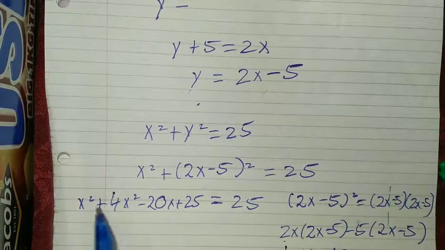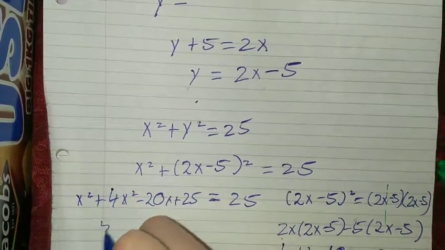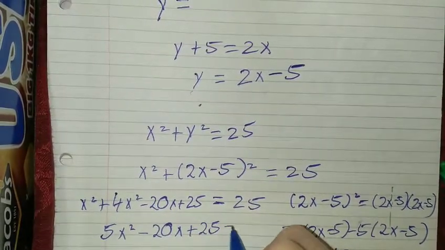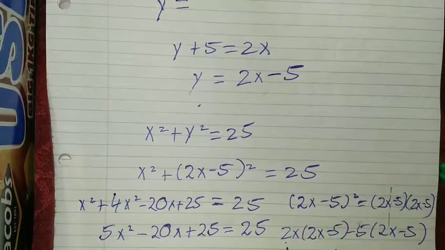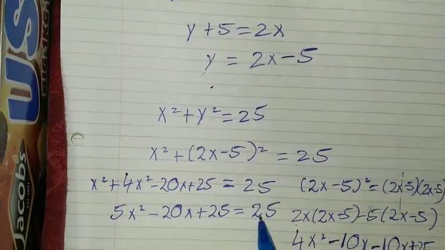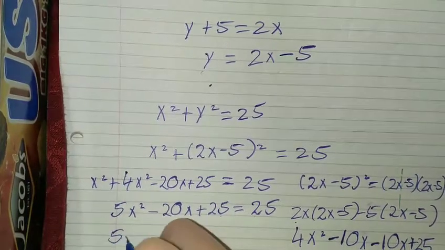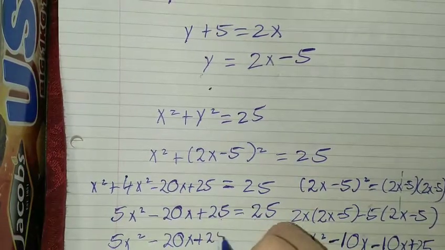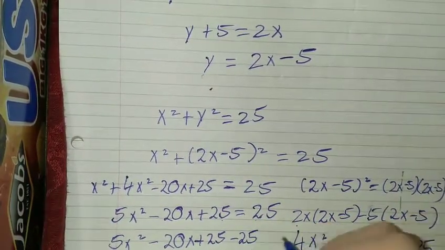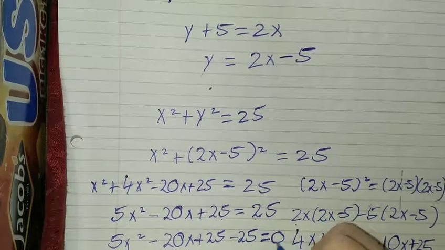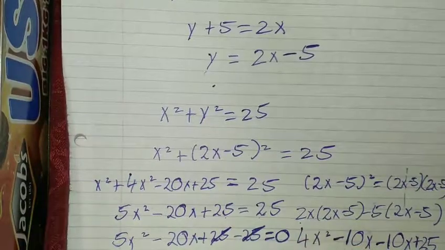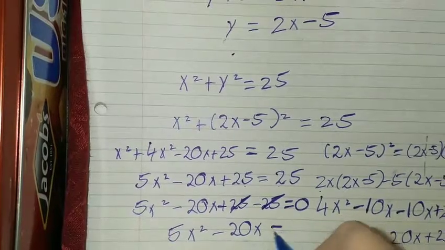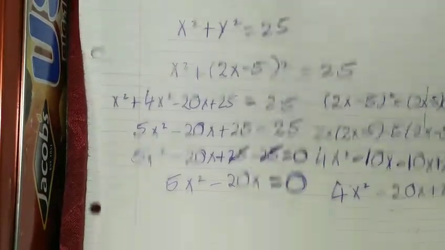So now I'm going to simplify it a bit. So I have an x squared and a 4x squared. So that gives me 5x squared minus 20x plus 25 is equal to 25. So I might move this 25 over to that side. So I can subtract 25 from both sides. So 25 minus 25 is equal to 0. So then they're just going to cancel. So then I just have 5x squared minus 20x is equal to 0.